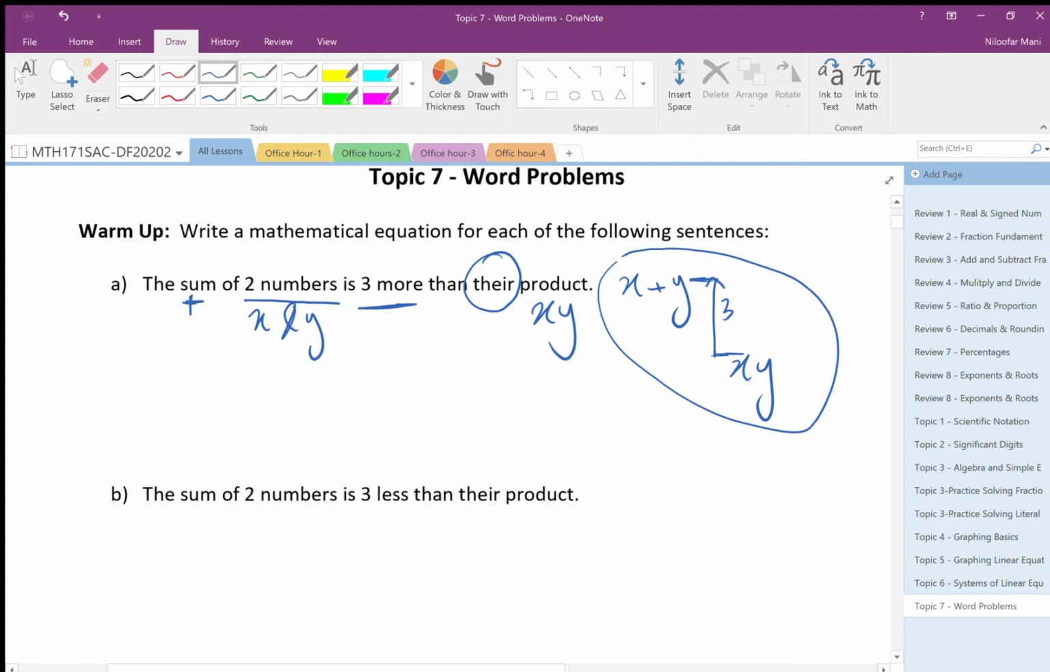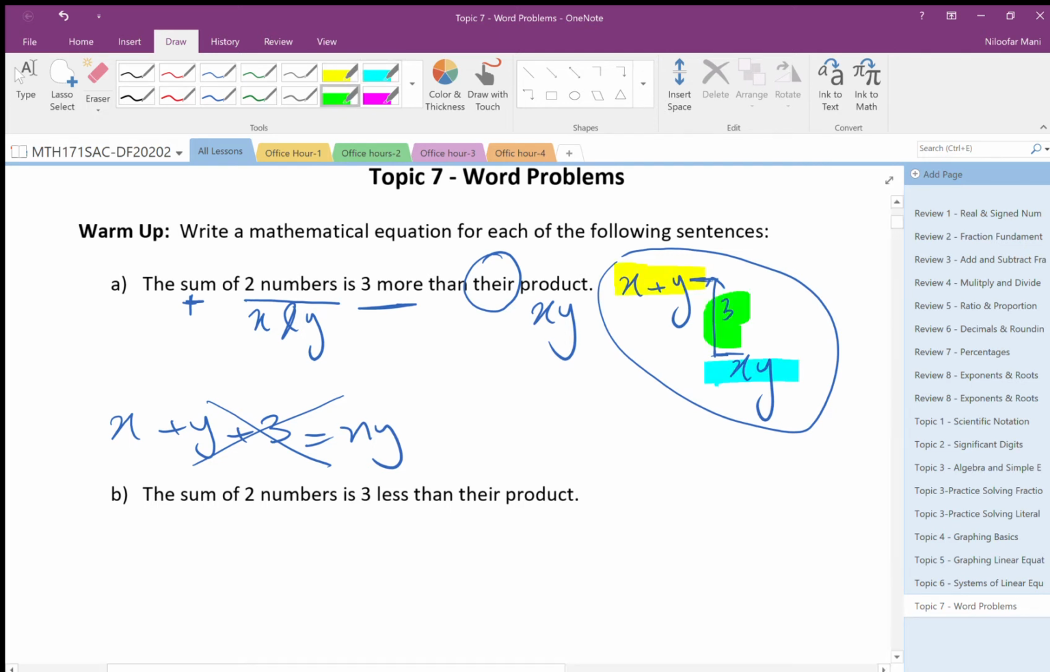Sometimes when I say more, a student does this: x plus y plus 3 is xy. When they hear more, they say, oh, I have to add here. No, this is wrong. You have to think about it this way. Something is 3 more than something else. This is up, this is down, and how many more?